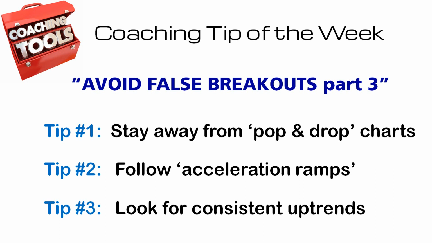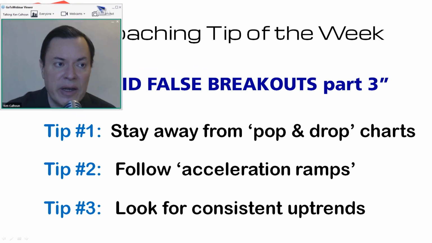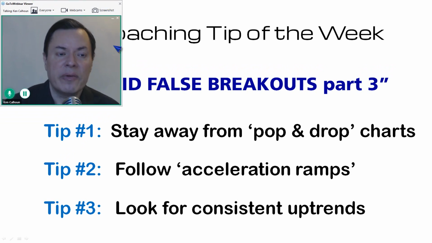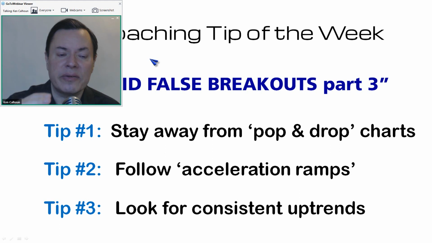This week we're going to start off with how to avoid false breakouts, part 3. And one of the first tips I want you to think about is to really stay away from what I call pop and drop charts. And you may have seen those elsewhere. Those are charts that are especially volatile and they run up and down. And they're really difficult to trade because they sharply run up and they spike just enough to get people in and then they go against you. So that's why here at SwingScans we like consistent trends.